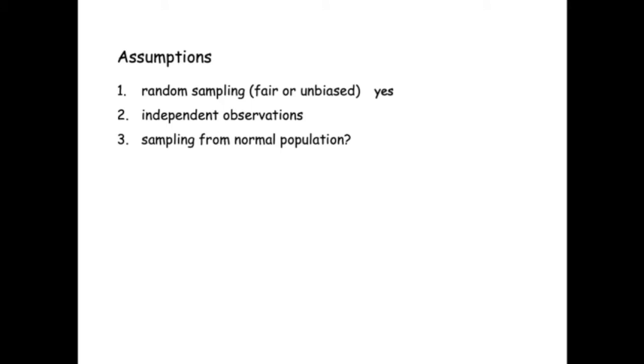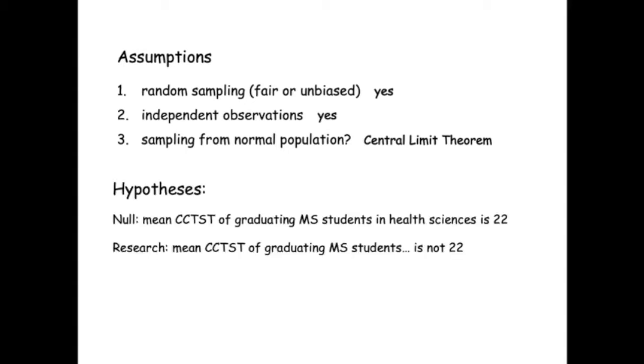The population we want to generalize to is all students graduating from UB with a master's degree in one of the health sciences, and we are drawing a random sample from this population. One individual's critical thinking score shouldn't influence another's, so we'll say that the independent observations assumption is also met. The last assumption is that the population distribution is normal. We have a large sample, so the central limit theorem tells us that the sampling distribution will be approximately normal. We are not looking for a difference in a particular direction, so this is a two-tailed test.